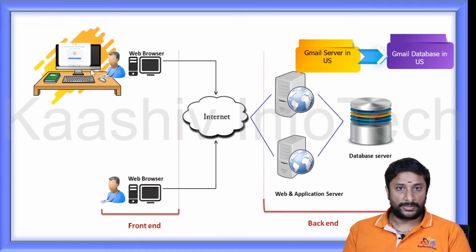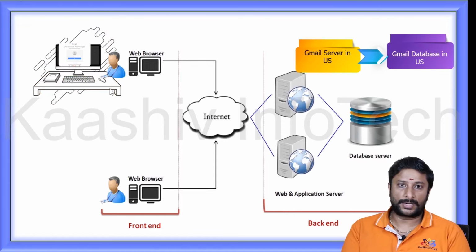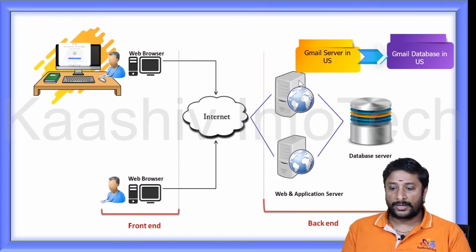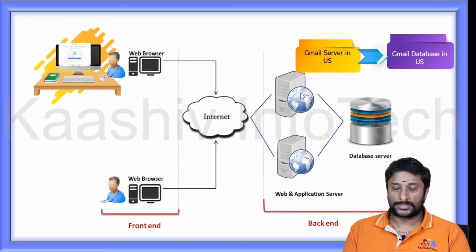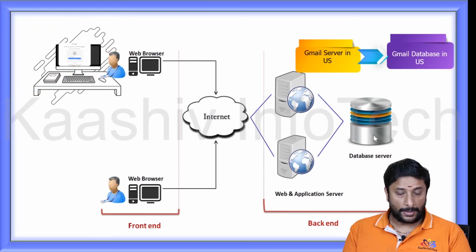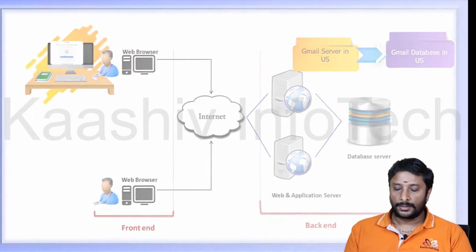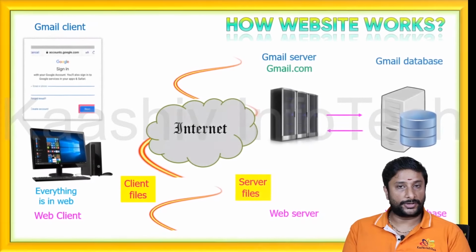Considering gmail.com, from the browser Venkat is typing a username and password. Automatically the request will go to the Gmail server, and it will go to the database and fetch the data, return it back, and it will come to you. So this is how it works, and this is called client-server architecture.